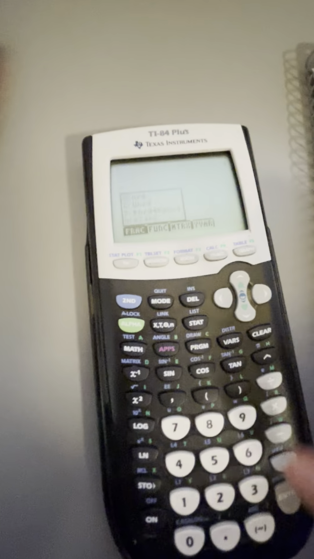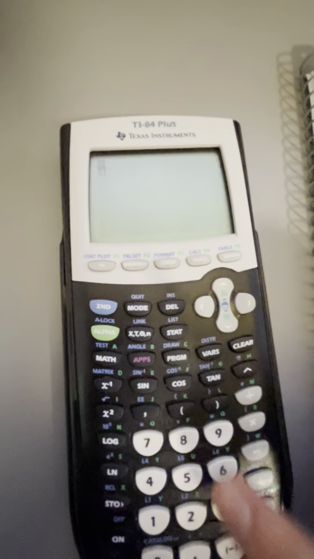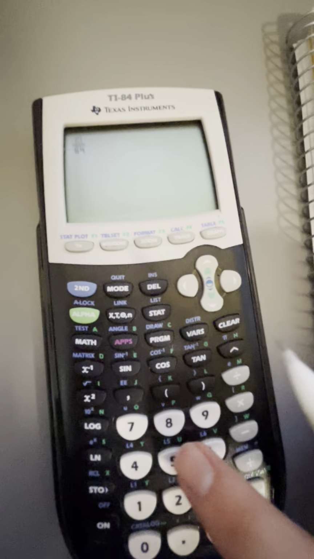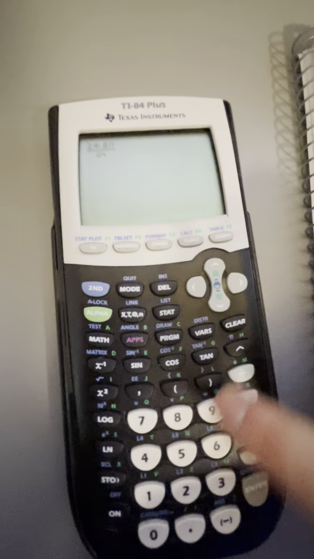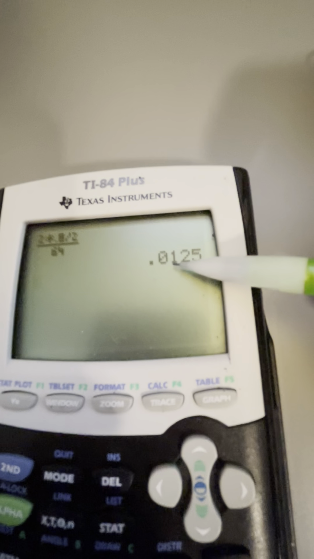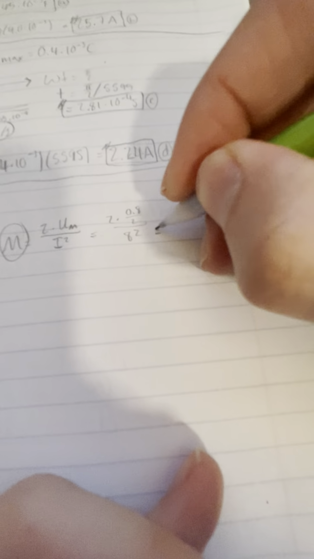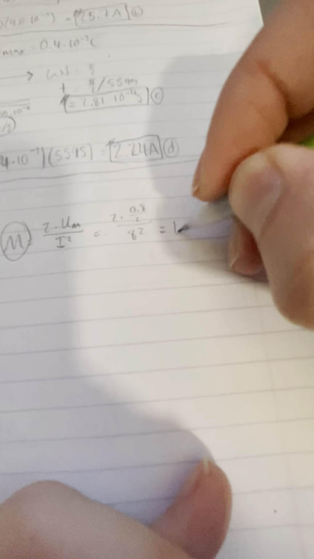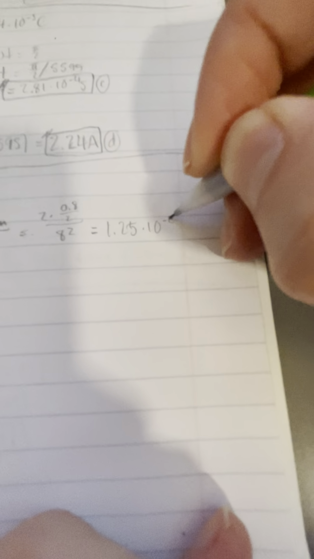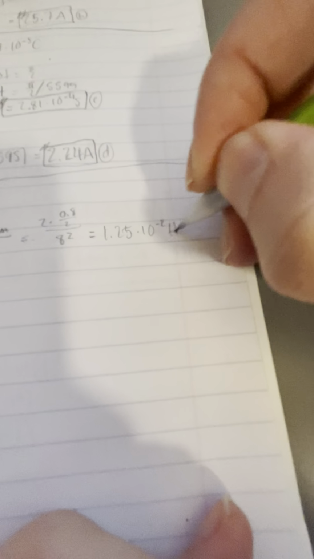So 64 is the denominator. 2 times 0.8 divided by 2, and that gives us 0.0125, or 1.25 times 10 to the negative second. And that is in henries.